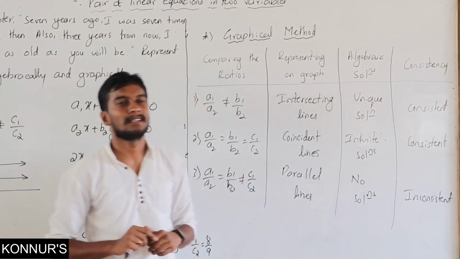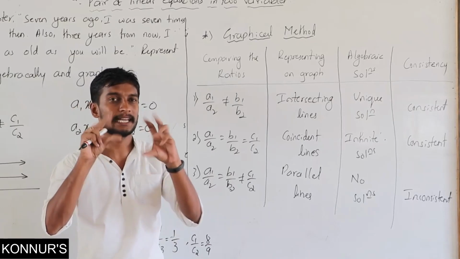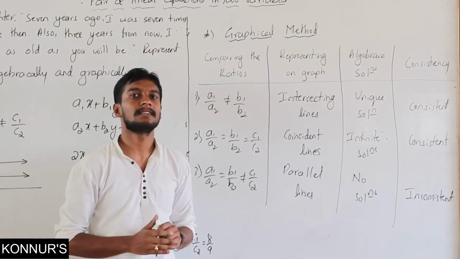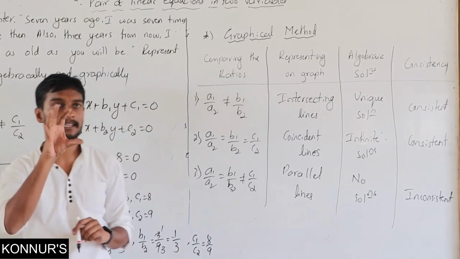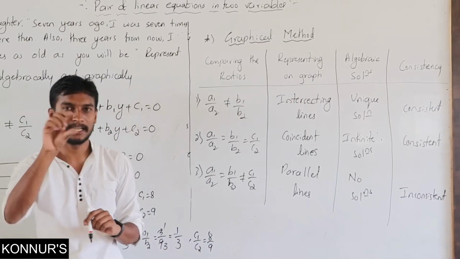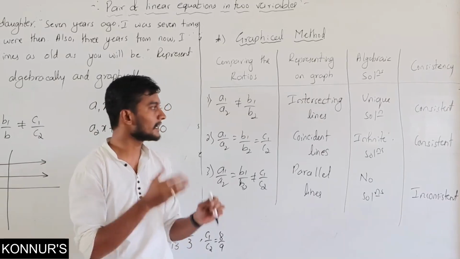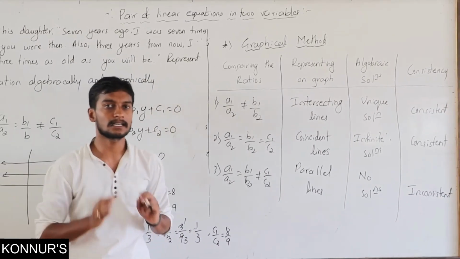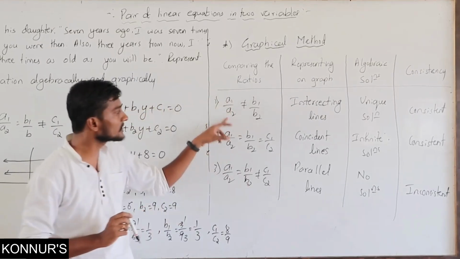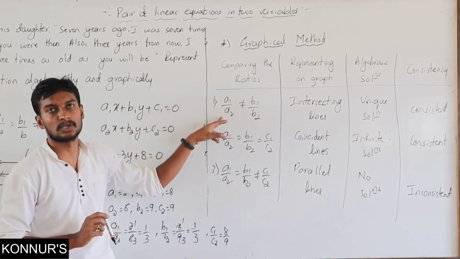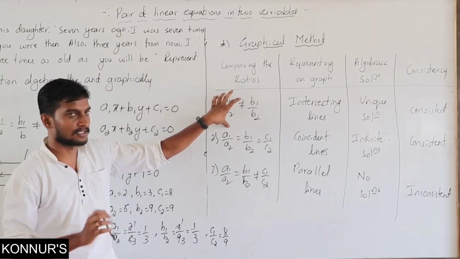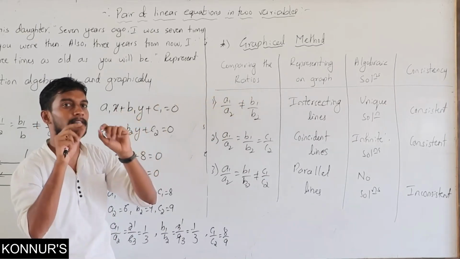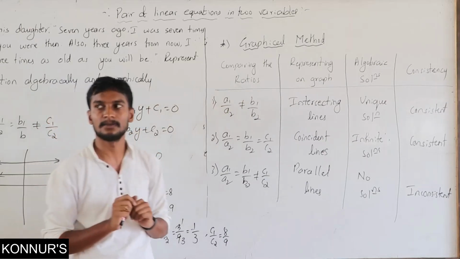In the exam, they are giving you two linear equations and asking you to find whether the equations are consistent or not. If they ask you like that, by giving you two linear equations, whether they are consistent or not consistent, to check that you have to just compare the ratios. You check A1 by A2, B1 by B2, C1 by C2.